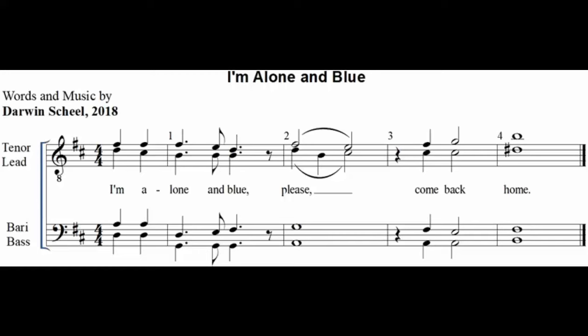Speaking of tags written by yourself, today's tag is requested and provided by one Darwin Scheel. Mr. Scheel runs a website called dnstags.com, which is a huge tag repository. I definitely recommend you go check it out. Mr. Scheel has given us a ballad tag today called I'm Alone and Blue. Check it out.